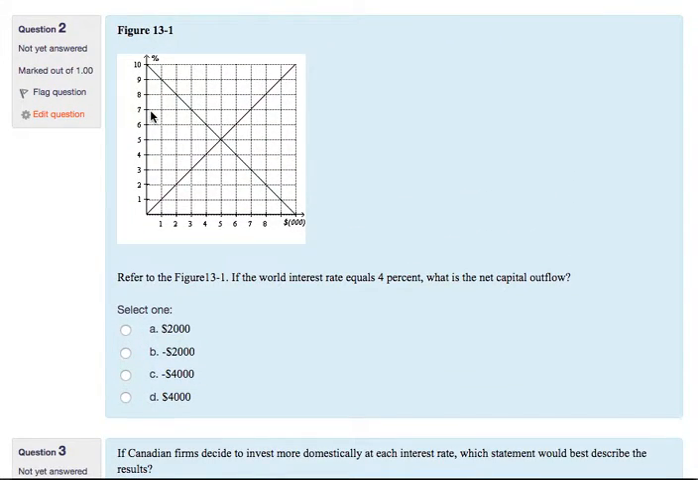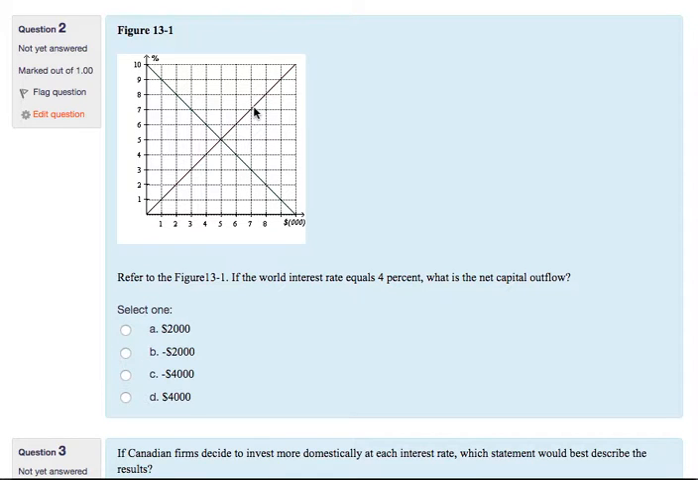In this figure here, if the world interest rate equals 4%, what is the net capital outflow? So typically in the upper section here, if we had a world interest rate which is greater than this small open economy's interest rate of 5%, anything that's above it leads to excess savings with respect to demand and leads to a surplus of money available. And that surplus of money available flows to other countries.